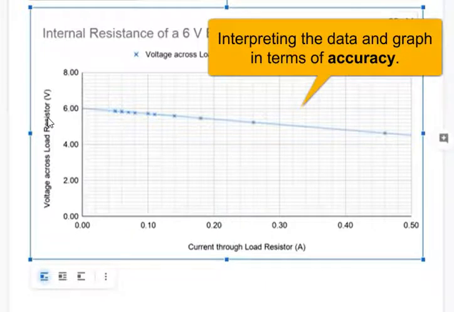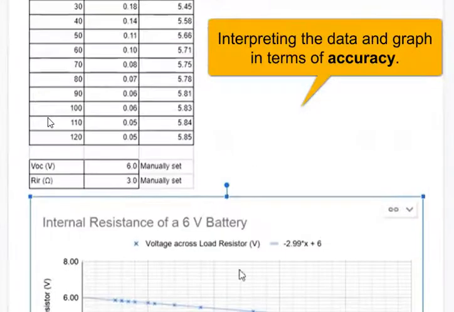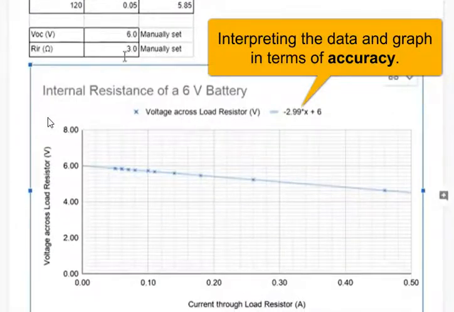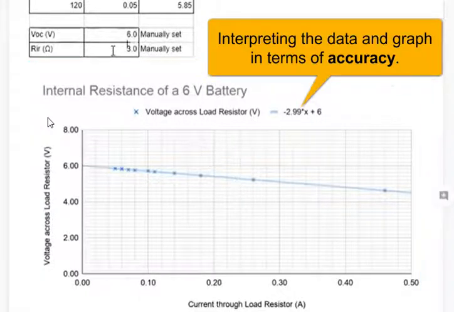In terms of accuracy, accuracy is determined by how close your measured value is to what's expected. We manually set the internal resistance to 3 ohms, which is something you can't do in reality, but we have a known value in this case that we can compare our experimental value to. The experimental value was 2.99, which rounded gives us 3.0, so that's pretty high accuracy.